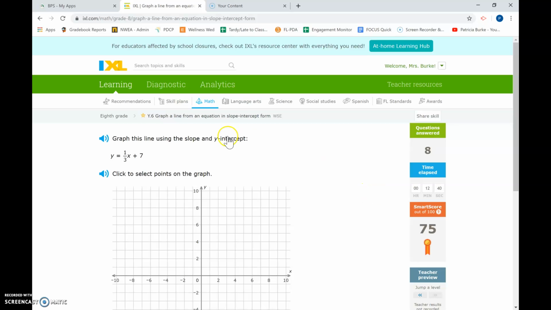All of these are going to be in the exact same format. Do your y-intercept and then your slope. Calculator people, I think you got a handle on this.